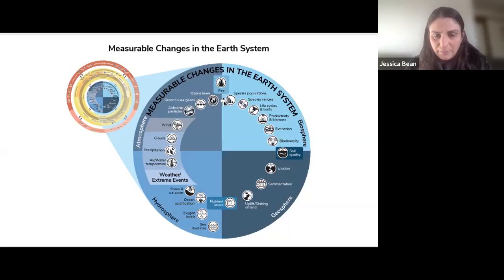The biosphere is what burns. It affects the atmosphere, but what's burning is actually the biosphere. And then of course, changes in the geosphere, things that affect soil quality or erosion, sedimentation, uplift and sinking of land, and also nutrient levels.